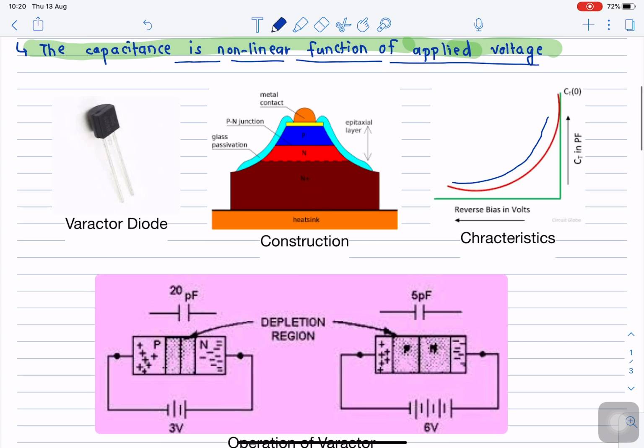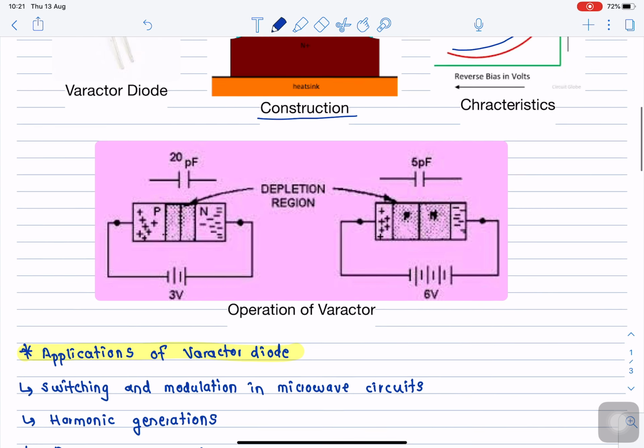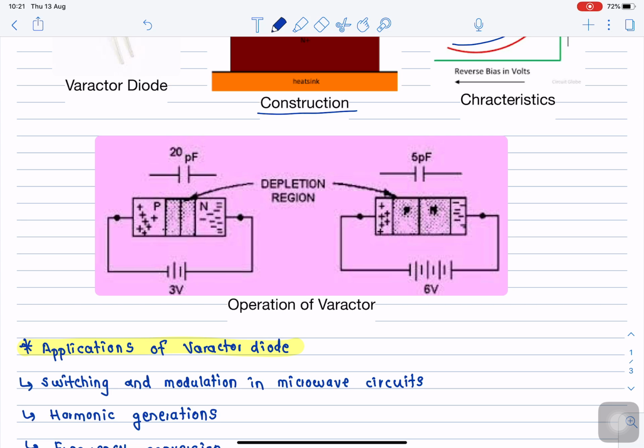So here is how the Varactor diode looks, this is the construction, these are the details. Over here it is shown, Varactor diode construction. It is a normal PN semiconductor junction diode, and it is used in reverse bias especially in order to vary the capacitance. And the working principle is explained over here in this box, operation of the Varactor diode, and the operation is very simple and straightforward to understand.